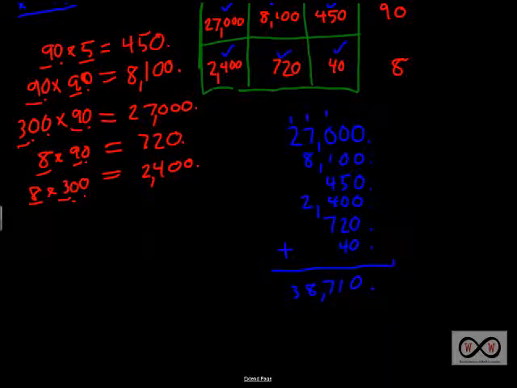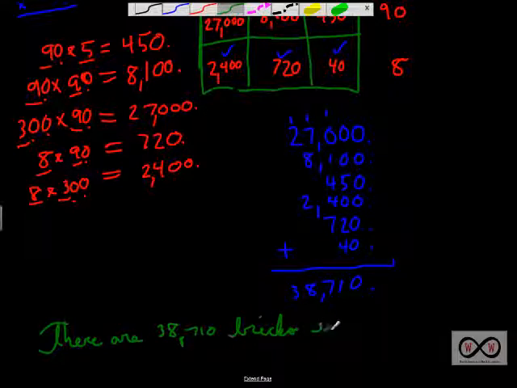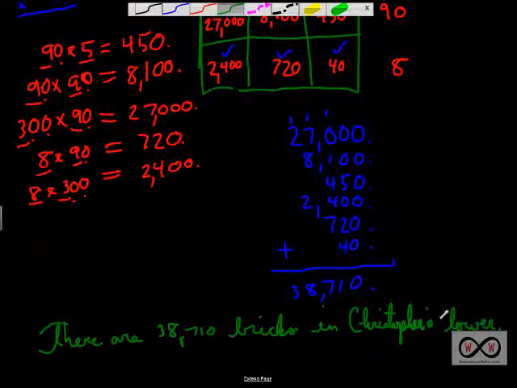Okay, let's put that in a sentence. There are 38,710. That is a comma there. Bricks, or building bricks, in Christopher's tower. And there you have it.